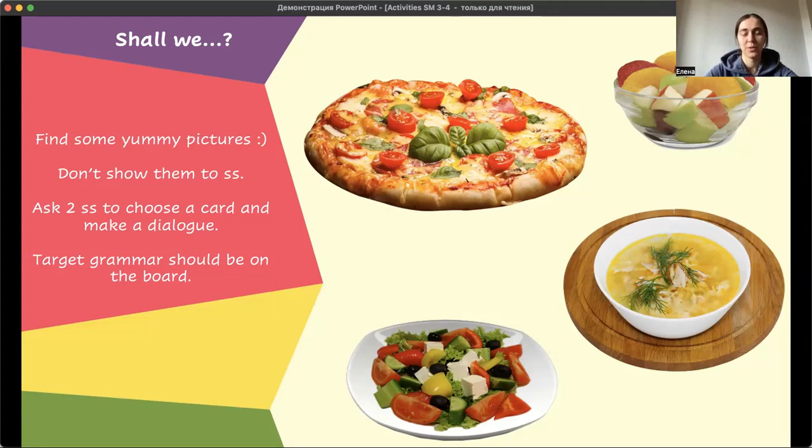So, for example, they have pizza, they ask each other, shall we put some cheese? How about some chicken? How about some tomatoes? And so on. They really like these pictures and they memorize the grammar easily. So what about you?